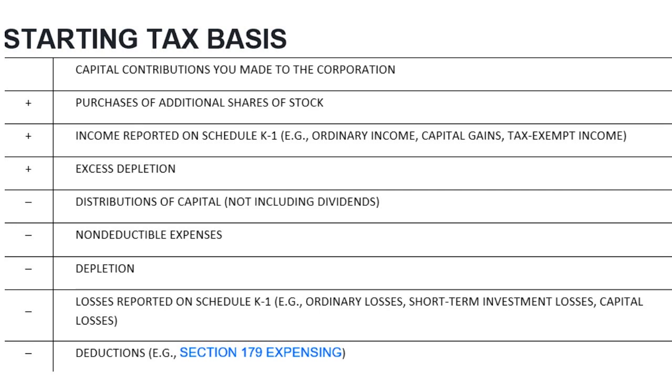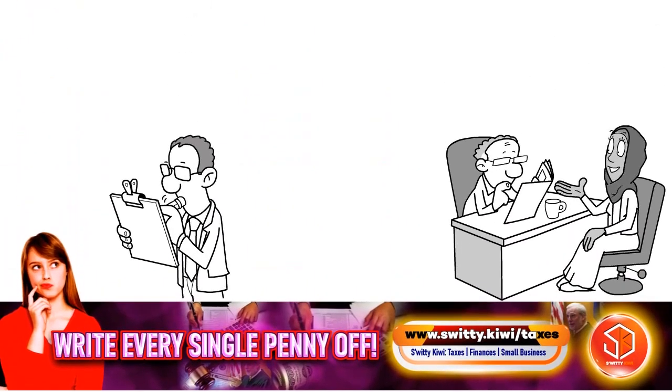And then you subtract distributions of capital, not including dividends. You have non-deductible expenses. You subtract depletion. You subtract losses reported on Schedule K1, for example, ordinary losses, short-term investment losses, capital losses, and you also have Section 179 deductions.